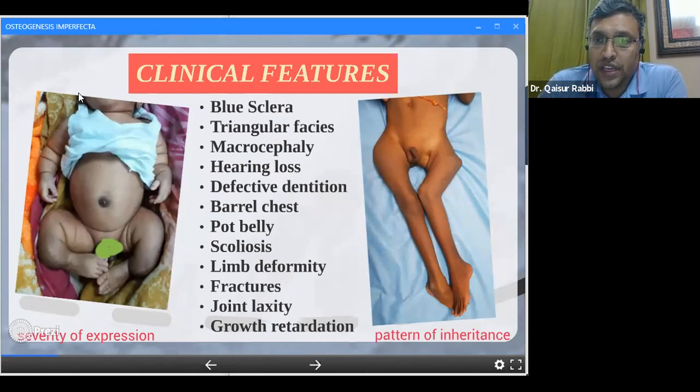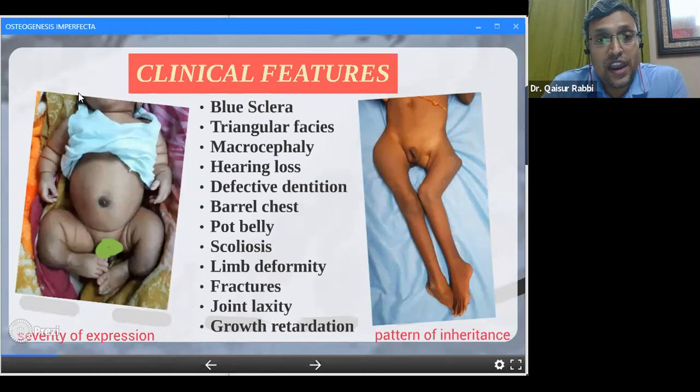How the patient will present to us depends on the severity of the expression of that mutated gene and the pattern of inheritance. Mostly these children come with defective dentition. Sometimes they come with modified or angulated long bones, as this picture shows, sometimes with triangular faces. It depends on which part of the body is severely affected and the pattern of inheritance, whether that's autosomal dominant or autosomal recessive.